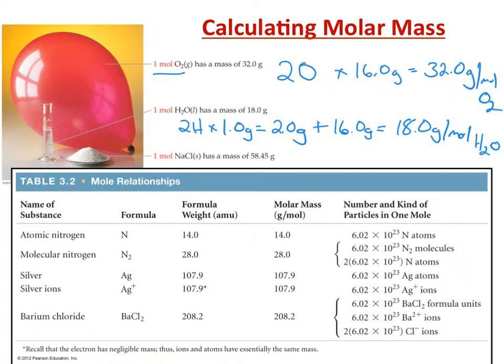Same thing when we talk about silver ions, right? The formula is going to be almost the same except for the charge. Formula weight is identical. The molar mass is identical. And then we talk about how many number and kind of particles. Well, here we have 6.02 times 10 to the 23rd silver atoms. Down here we have silver ions. And then we can break this down further when we look at ionic compounds. That concludes how to understand what the mole and molar mass are.